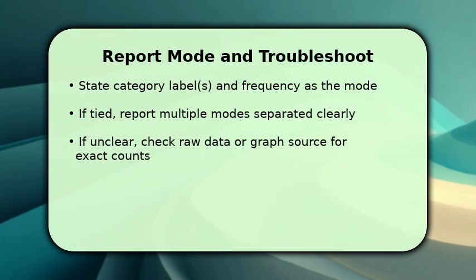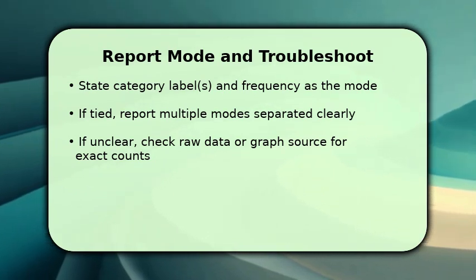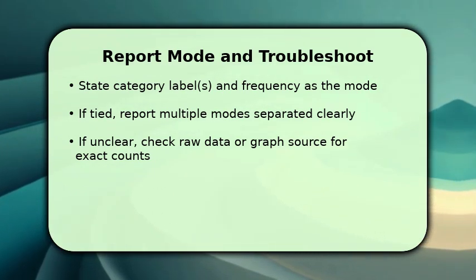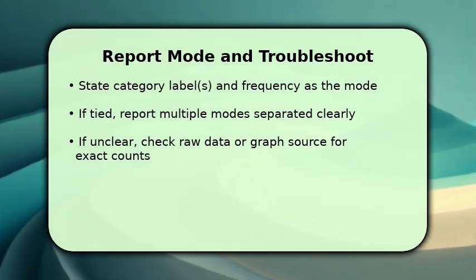Finally, report the mode by stating the category label and its frequency value. If two or more peaks tie, list them all as multimodal. Once done, briefly justify your choice by citing the peak height versus neighbors.